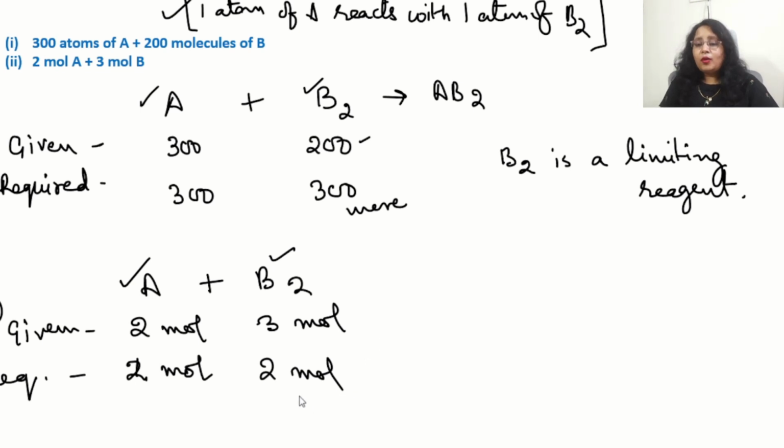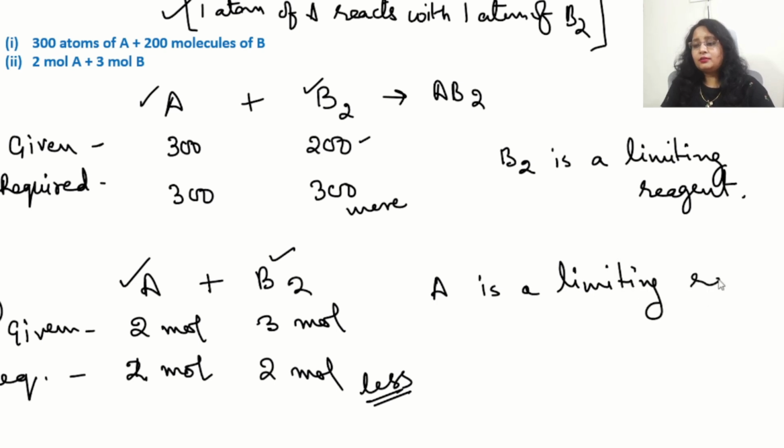Now, fixing the quantity of A, we will compare the quantity of B. Here, the required quantity is less. We can see 2 moles is the required quantity and the given quantity is 3 moles. It means this reactant is in excess. So when the required quantity is less than the given quantity, then the other reactant is our limiting reagent. So in this reaction mixture, A is a limiting reagent.